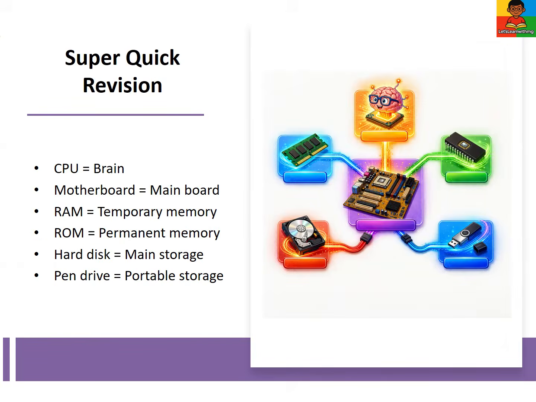Here's a super quick revision. CPU is the brain, motherboard is the main board, RAM is temporary memory, ROM is permanent memory, hard disk is main storage, and pen drive is portable storage.